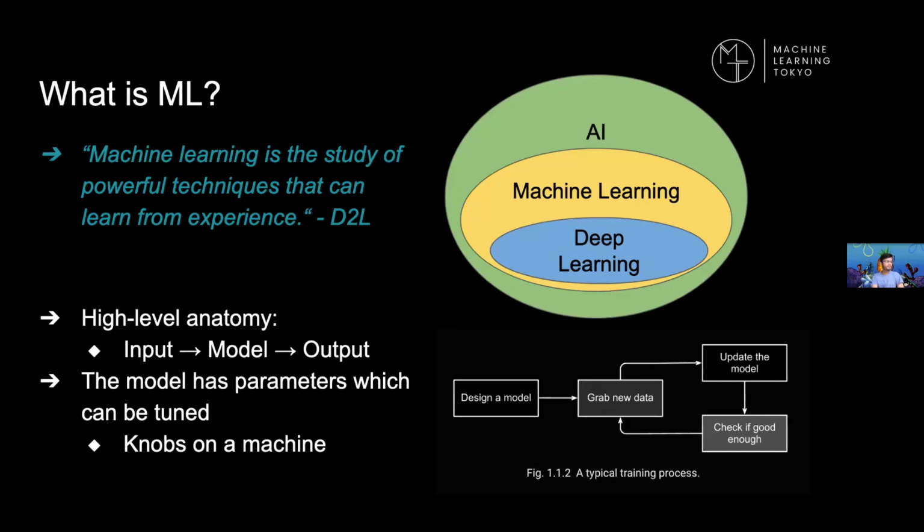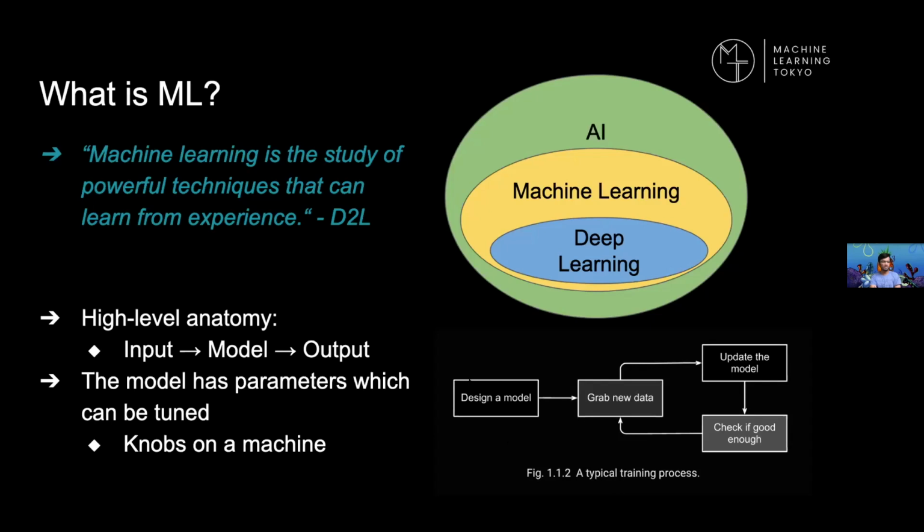The higher level anatomy of this is you have some input, which feeds into a model or a function, and that gives you an output. The model itself has some parameters which can be tuned. You can consider them, as is written here, as knobs on a machine. So you turn those knobs a little bit so that the performance of the model changes. Then with the same input and the changed performance, you get a different output. And you keep on tuning those knobs a little bit so that your output matches what you expect. That has been shown in this figure.